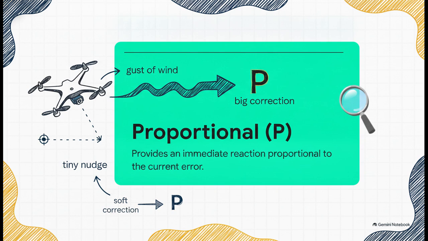The PID controller is made up of 3 distinct parts, and the first is the P, the proportional term. You can think of this as the drone's immediate reflex. If a gust of wind shoves the drone off its target, the proportional term reacts right now. And just like the name suggests, it provides a response that is directly proportional to how far away it is from its goal. So a huge push off target gets a massive, powerful correction, while a tiny little nudge just gets a soft correction. It deals entirely with the present moment.